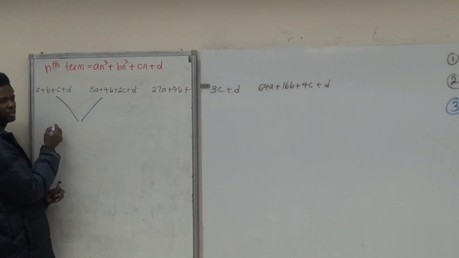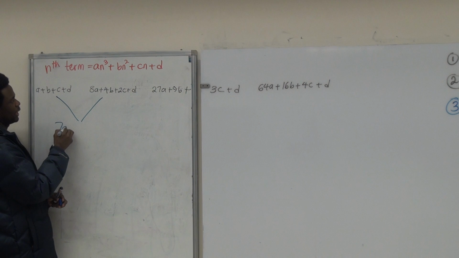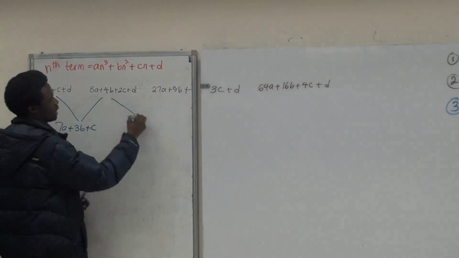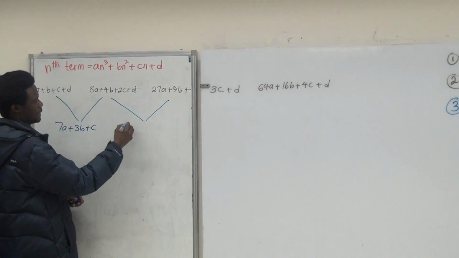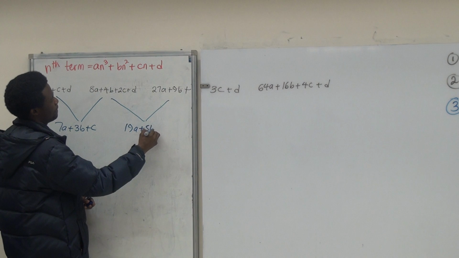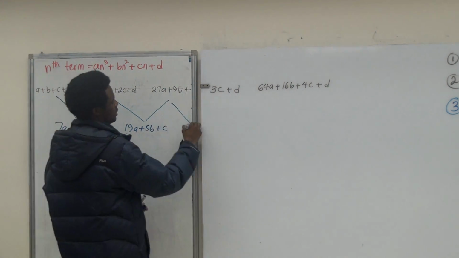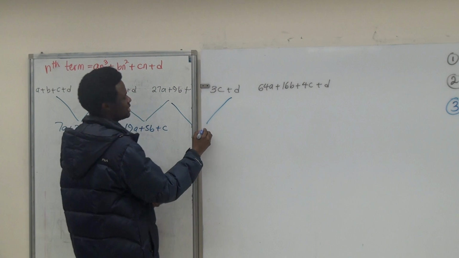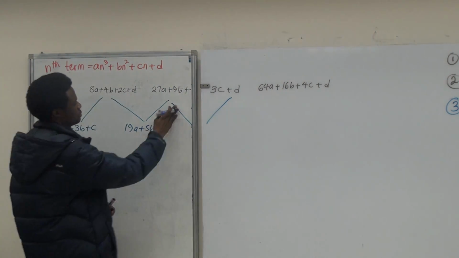All right, so what do we have? 7A plus 3B plus C. How about here? 19A plus 5B plus C. How about here? Oh my god. It's the same thing.